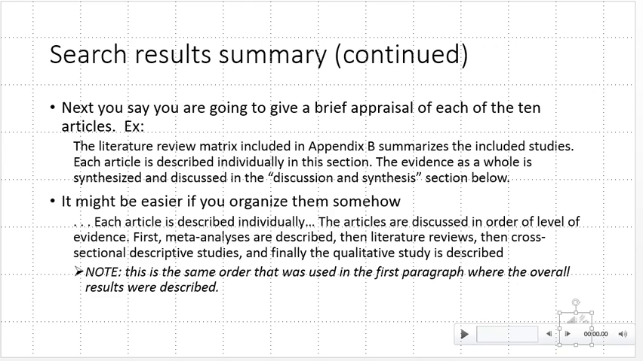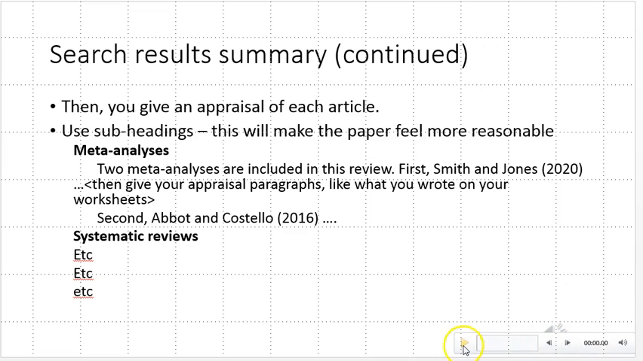Then what you would do is you would make some subheadings and go through your article appraisals individually. For example, if you decided to use level of evidence as your subheadings, which would be pretty convenient, you would then use subheadings after your introductory paragraph in this section for each of the levels of evidence, and make sure the subheadings are in the proper APA format.